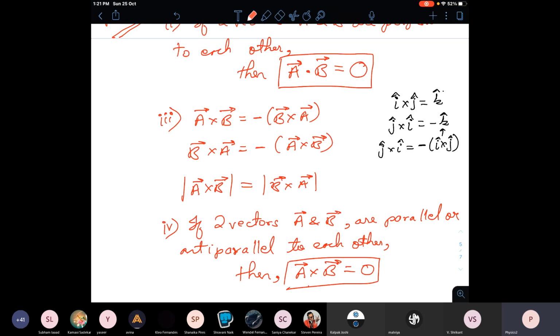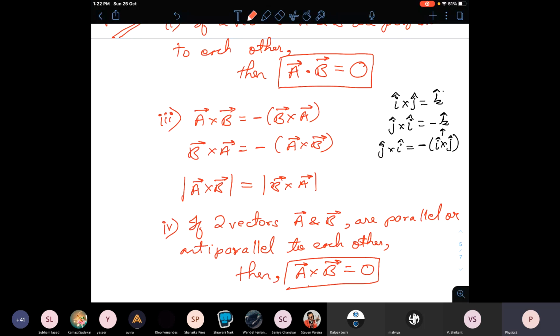If A cross B comes out to be 0, I will say yes, they might be parallel or anti-parallel, but they cannot be perpendicular to each other. Okay? And if it is not equal to 0, then we cannot say that they are parallel. They may be something else, they may be at some angle, but they are not parallel at all. So this is the main use of dot product and cross product.